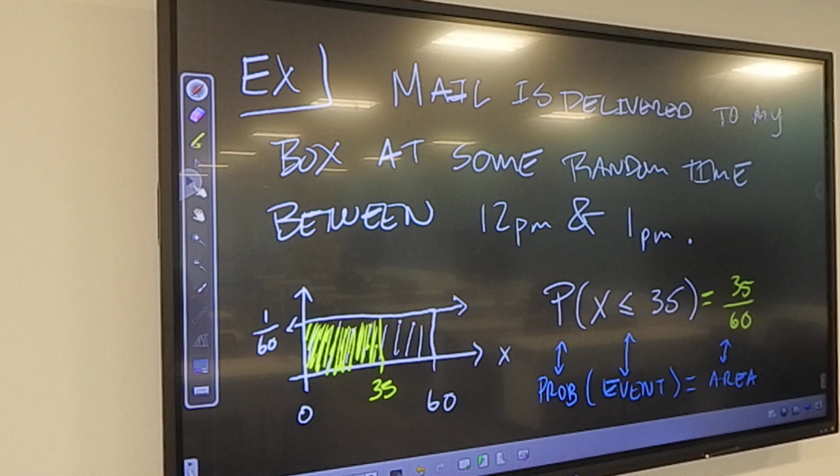So what's the probability it arrives in less than 30 minutes? 0.5. It's just half of that bigger rectangle.